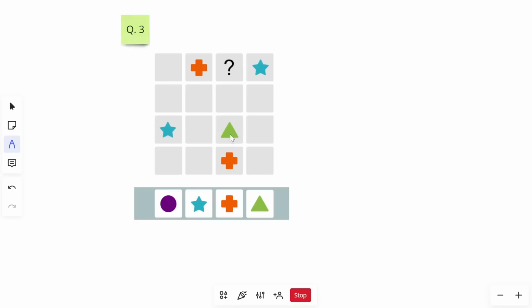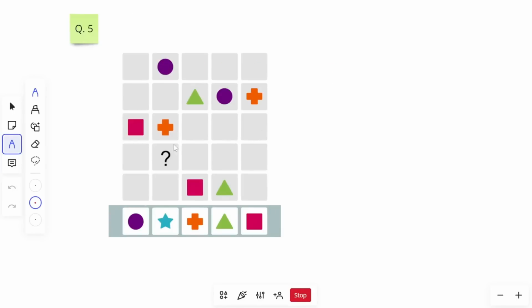So let's see. Triangle cannot come in this place of question mark, because triangle is already there in this column. Also, plus cannot come, because plus is already there in this column. Star also cannot come, because star is there in this row, so we cannot have two stars in the same row. The only option that is left is circle. If we put a circle here, that is following our conditions also. So circle is the answer of this question.